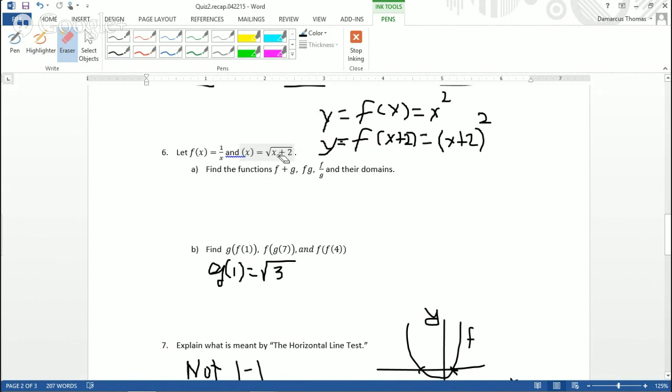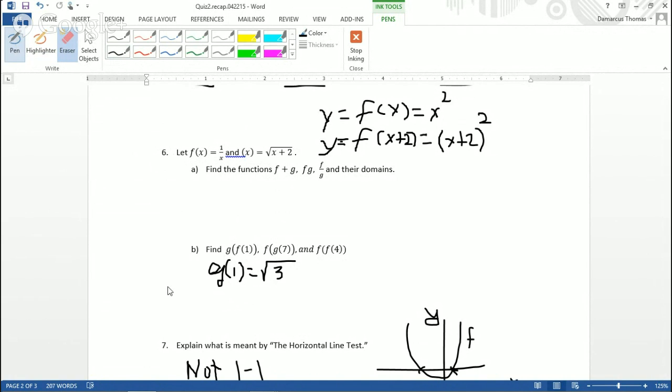Okay, g of x is equal to the square root of x plus 2. So first we find g of 7. G of 7 is the square root of 7 plus 2, which is 9. So g of 7 is the square root of 9. So g of 7 is just 3.